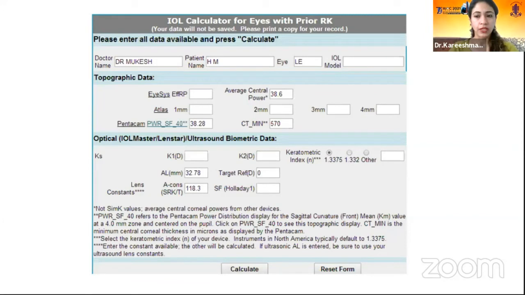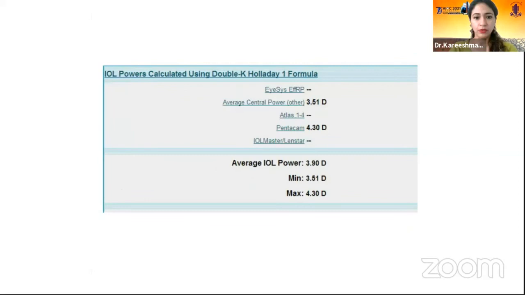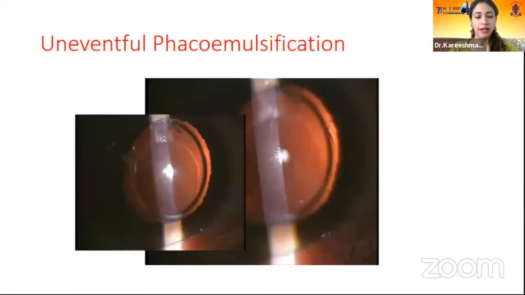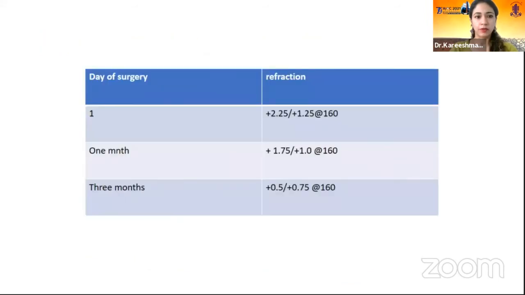Now, in the IOL power calculator, you get the option of clicking, just like you have prior myopic or hyperopic LASIK, you also have prior RK. When you use that value, you enter the data that we already had, and it gives you, as we discussed earlier, an average IOL power, a minimum and a maximum. In this case, it was showing us the average IOL power of 3.9, and so we chose the IOL power of 4, and the patient underwent an uneventful phacoemulsification.